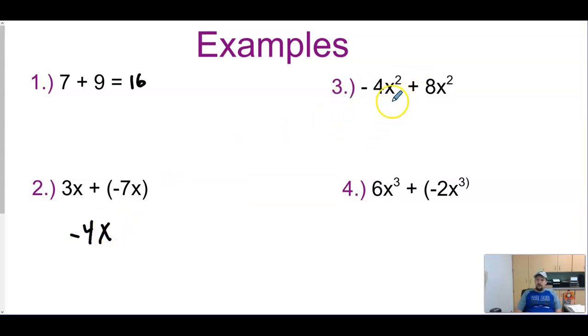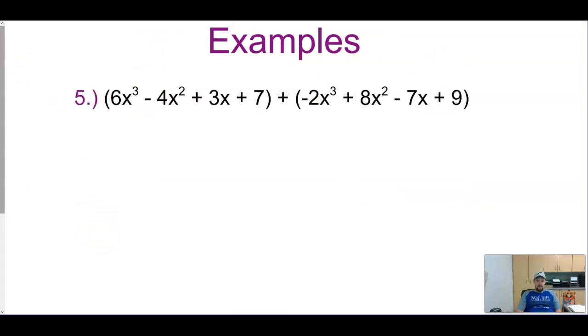Okay, here, notice we have an x squared and an x squared, so they're like terms. They both have the same exponent to the same power. So negative 4 plus 8 is just 4x squared. Okay, here we have 6x cubed plus negative 2x cubed. Notice they both have an x cubed. So 6 plus negative 2 is 4x cubed. Okay, so we just basically add the numbers and then bring down the like term.